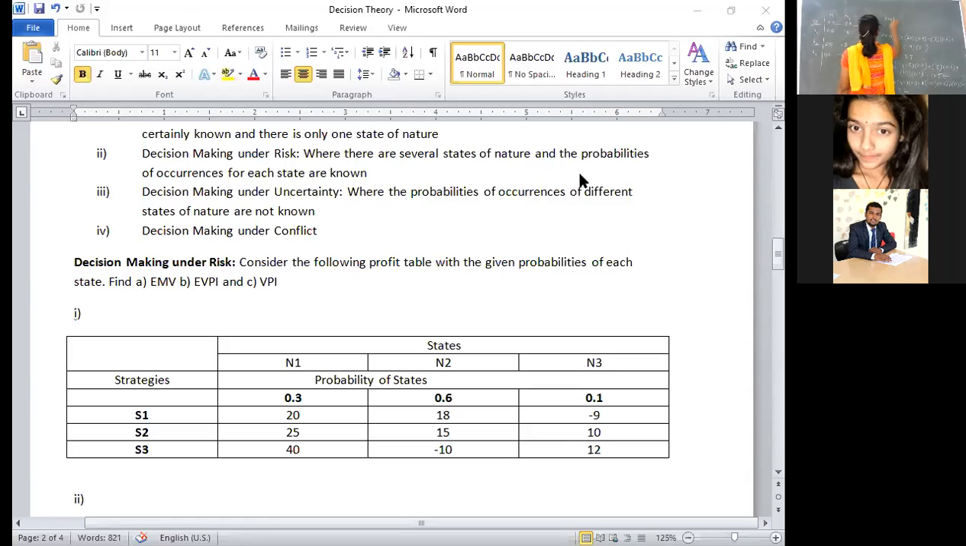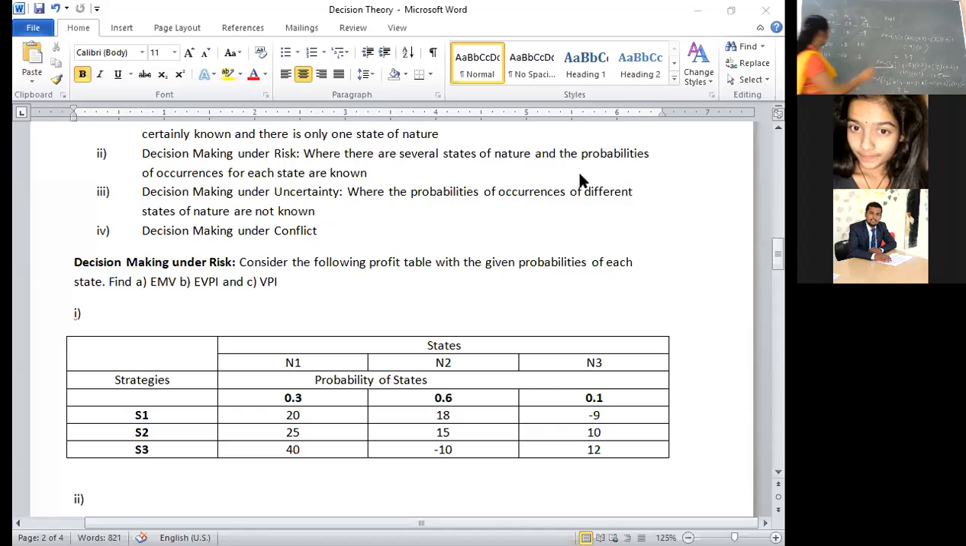That is EVPI. Listen carefully. For EVPI, the formula is based on states of nature. Don't get confused. Strategies are represented by S1. States of nature, you remember nature, N1, N2, N3. In states of nature, that is column N1, you have to choose the maximum value. The maximum value is 40, which appeared at S3 N1.